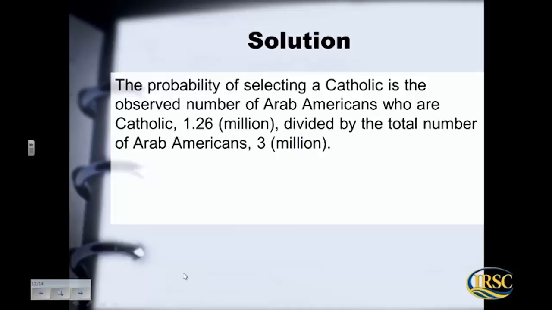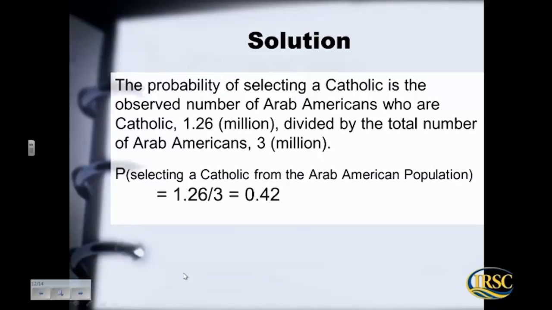So the probability of selecting a Catholic is the observed number of Arab Americans who are Catholic. In this problem I use the word observed because that's what the formula asks for, which was 1.26 million, divided by the total number of Arab Americans, which was 3 million. Notice that they're both in millions, so I don't really have to worry about that. It's just 1.26 divided by 3, which is 0.42.